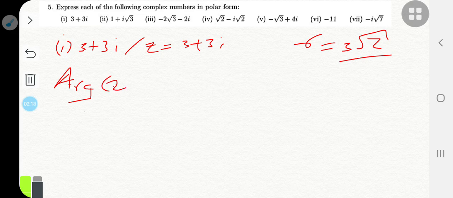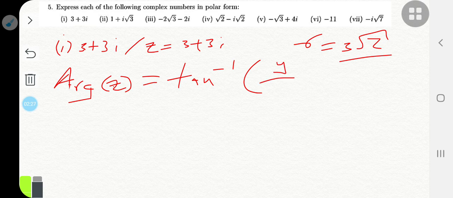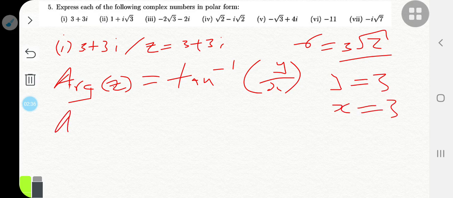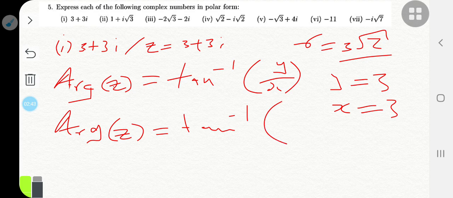So our argument of z is just equal to the tan inverse of y over x. Our y is equal to 3, and our x is also equal to 3. So the argument of z will be the tan inverse of 3 divided by 3, which is 1. So what is the tan inverse of 1?